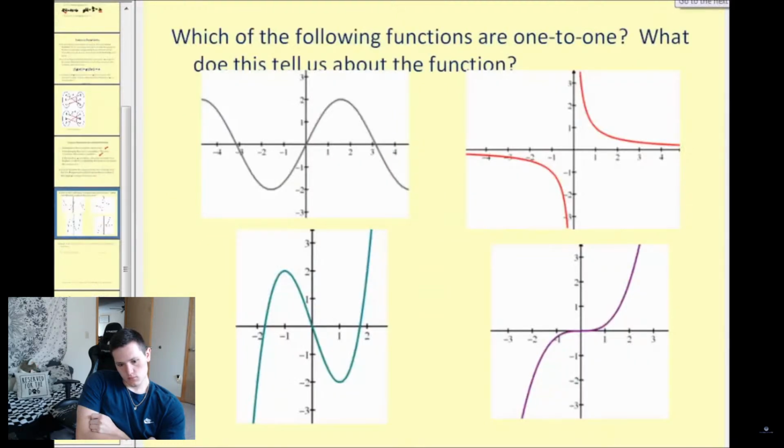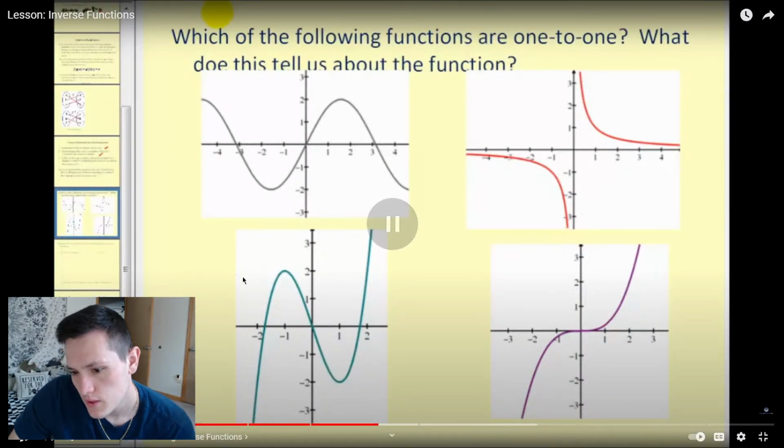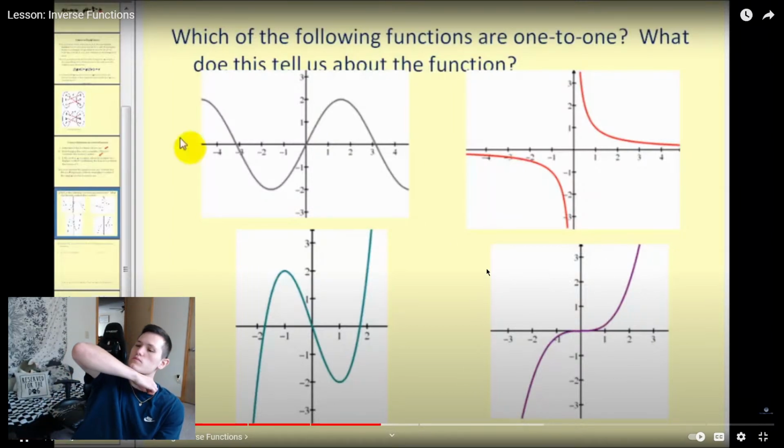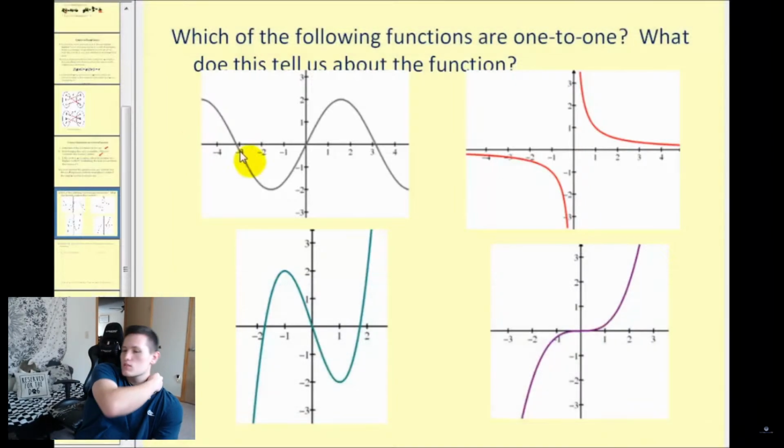To emphasize that, let's take a look at these 4 functions. Which of these are one-to-one functions, and what does it tell us about the function? Remember, to determine if a function is one-to-one, we have to perform the horizontal line test.